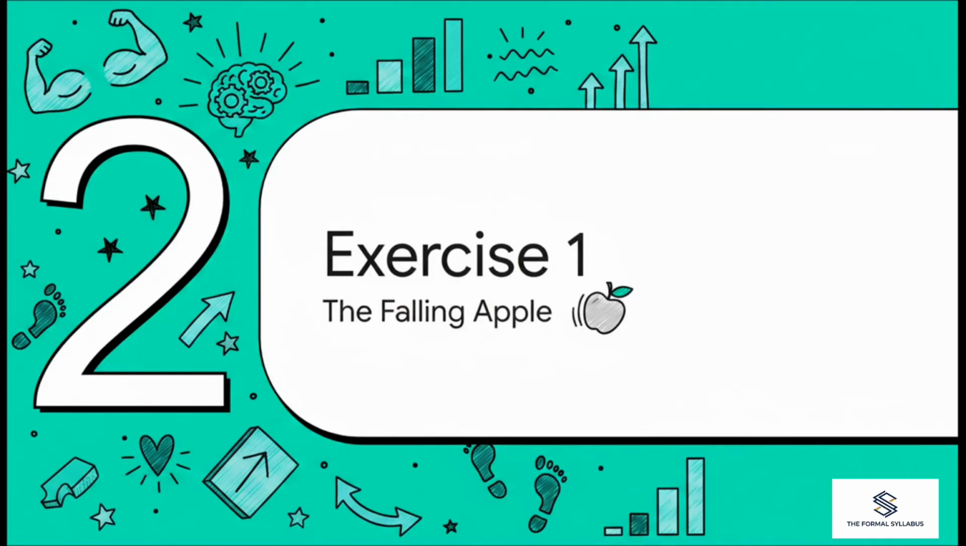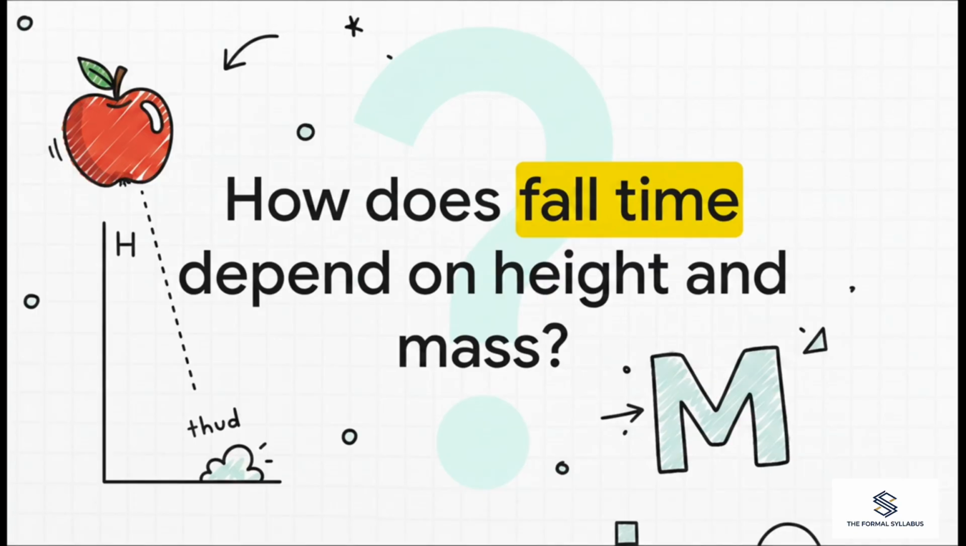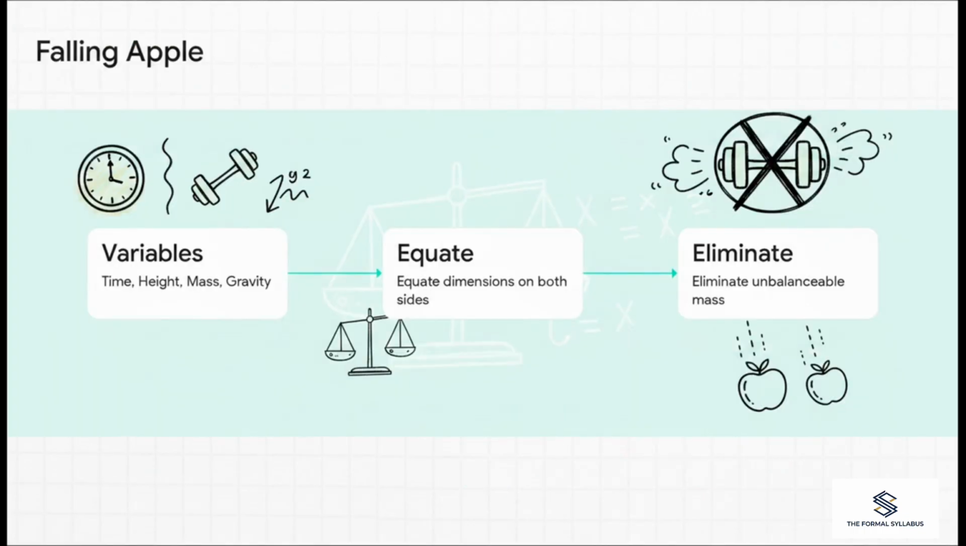Exercise 1, the falling apple. Let's move to our first practical exercise and actually use this to train our brains. Imagine you drop an apple. How does the time it takes to hit the ground depend on the height it fell from and the mass of the apple itself? Now here's the catch. You cannot use complex kinematics or differential equations to solve this. Just use your intuition and those basic variables we talked about. Any guesses?